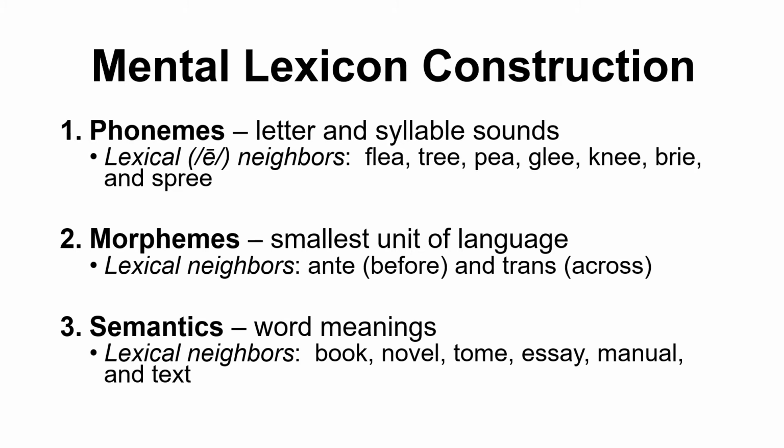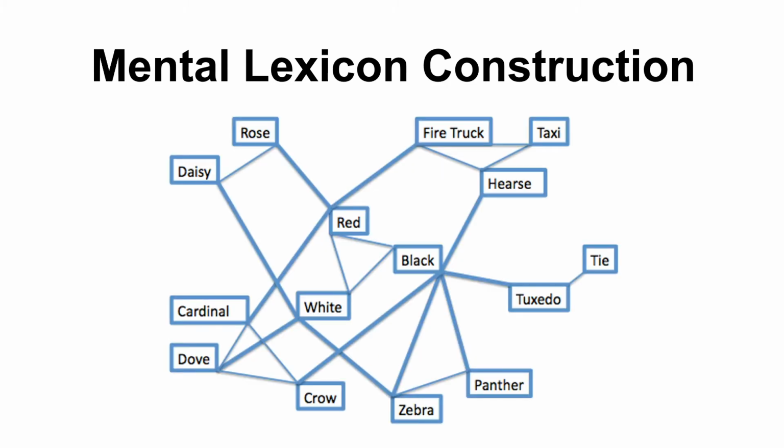And the third type of things that we might organize together are based on semantics, and those are the meanings of words. So we might see book, novel, tome, and essay all stored in the same area because they have similar meanings. This image here is an example of how our mental lexicon can organize ideas together into this network of stored information that lets us interpret individual words in the context of other related words.